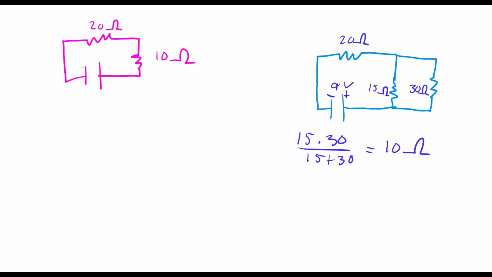And now when we're playing Mario Kart, we go over here, checkpoint 1, checkpoint 2, no shortcuts, cool. So we're going to be adding it as R1 plus R2. So we're going to do 20 plus 10, that gives us 30. So for part A, it is 30 ohms for the equivalent resistance.